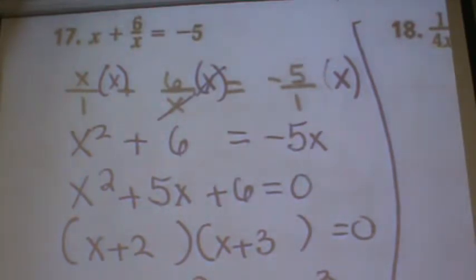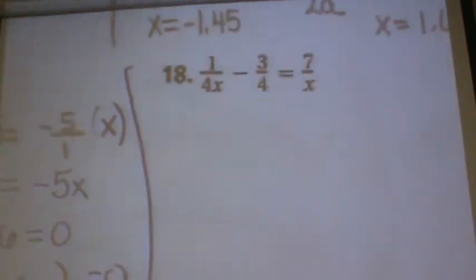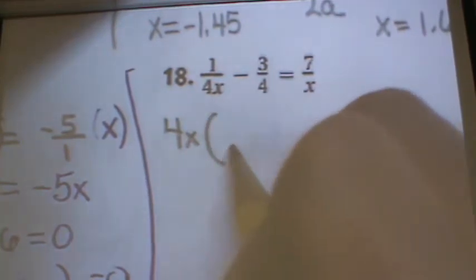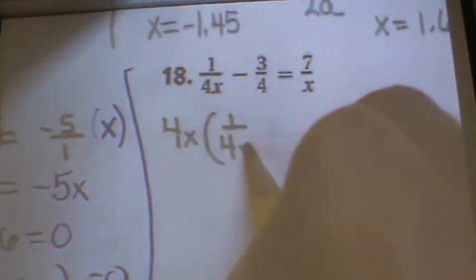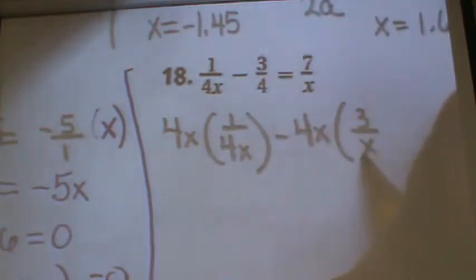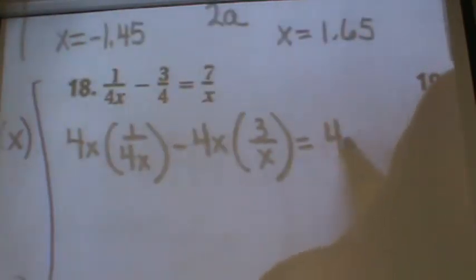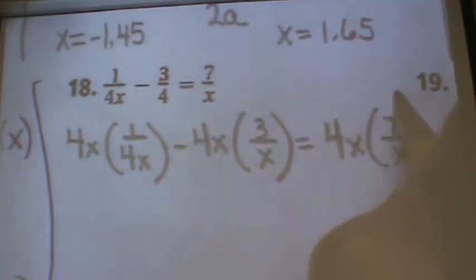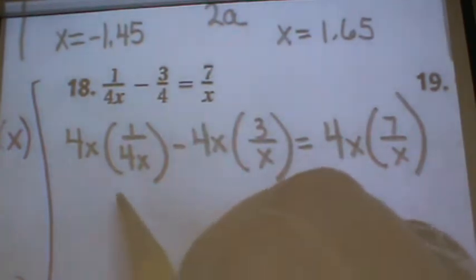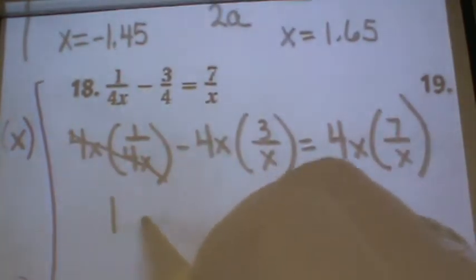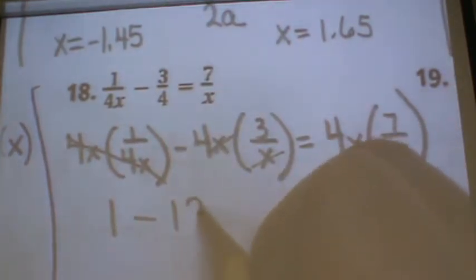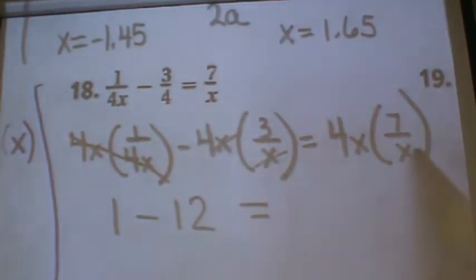Questions on that one? No, ma'am. Okay, number 18, what's your common denominator? 4x. Okay, tell me what to do. 4x cancels on that side, so you're left with a 1 minus, and the x cancels out, so you're left with a negative 12. What else?